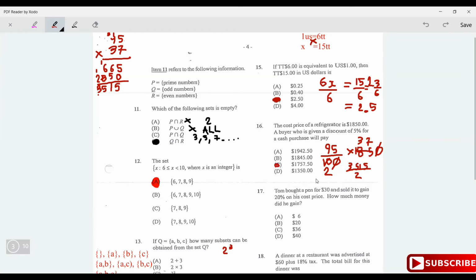When I do the division by 2, 35 divided by 2 is 17. There's no other 17 there. That is option C. Nice.